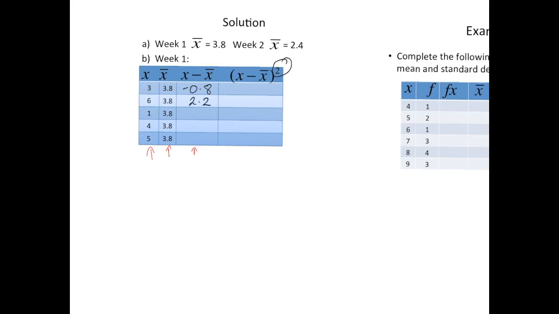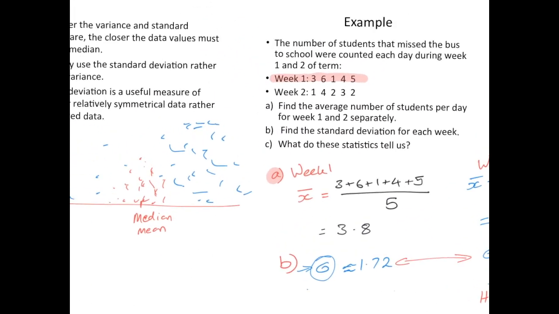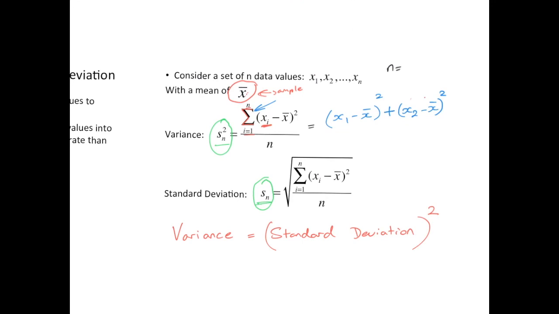Yes? What's 1 minus 3.8? What's 4 minus 3.8? Yes. What's 5 minus 3.8? Okay, beautiful. Now, girls, just to explain what I'm doing here, what we're doing here, is we're finding these in here, the individual ones. We're doing the subtraction. And now we'll square it, okay?